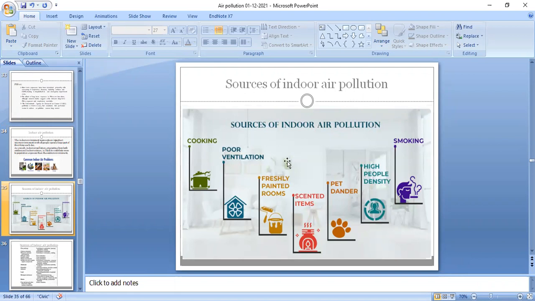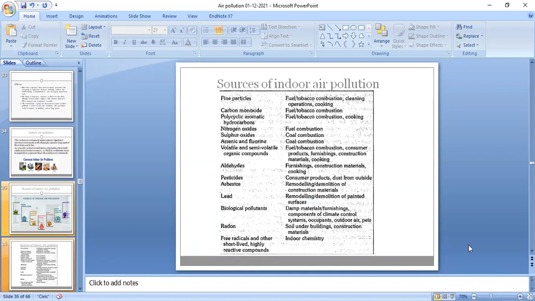Now the sources of indoor pollution are from the combustion of fuels while cooking, when the indoors are poorly ventilated. Freshly painted rooms are also a source of air pollution as they contain harmful air pollutants like lead and solvents that contain volatile organic compounds, as do pet danders and feathers. If there are more people in the house, there will be more concentration of gases, and the major culprit of indoor air pollution is smoking. These are also the sources of indoor air pollution.